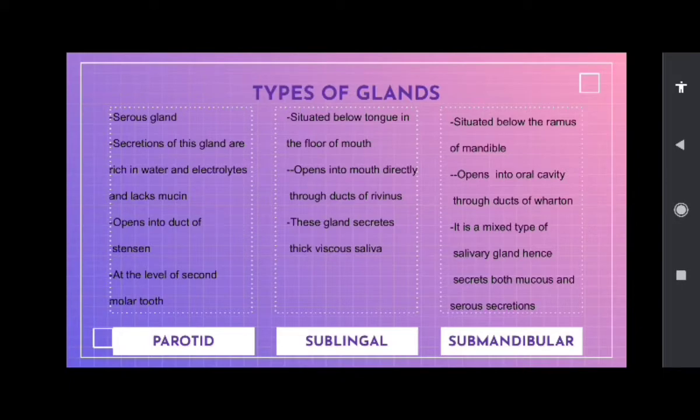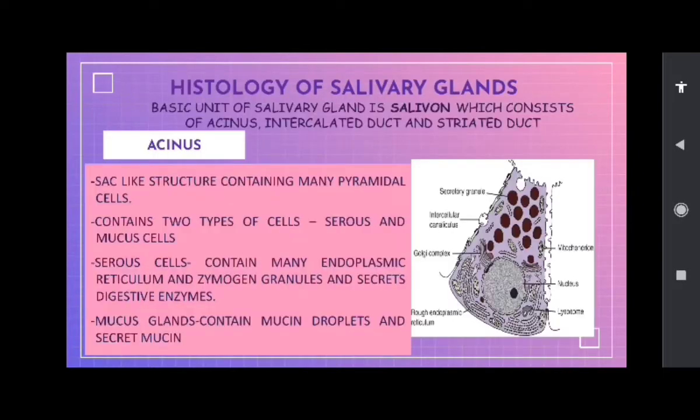Whereas the submandibular salivary gland is situated below the ramus of the mandible and opens into oral cavity through the duct of Wharton. It is a mixed salivary gland, hence secretes both mucus and serous secretions.